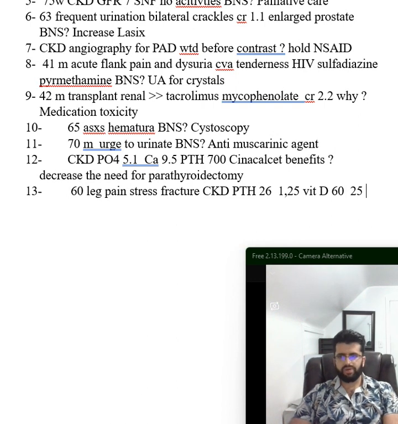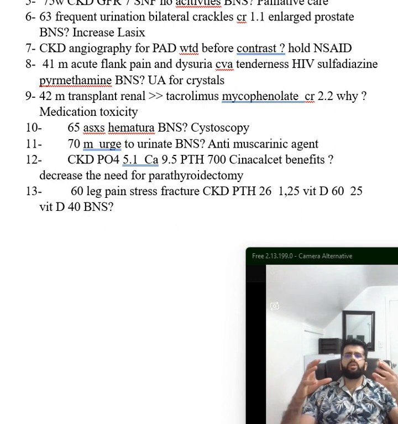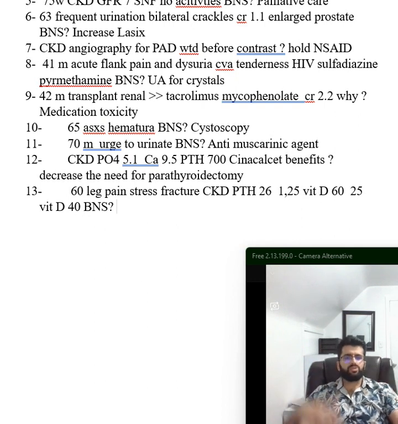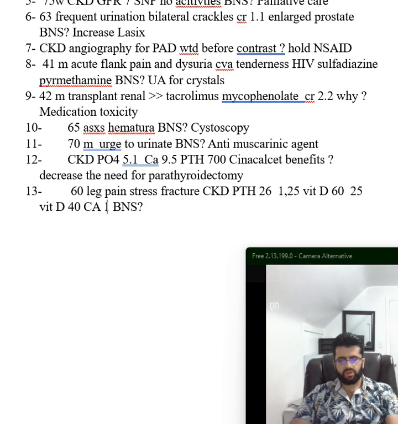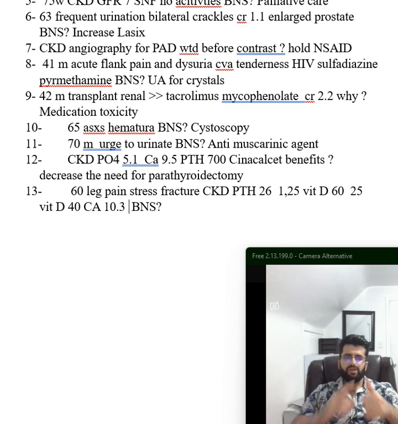And then another vitamin D level is like 40, kind of in between. So what is that? And they ask, what do you do next? The calcium is like 10.3. So you have enough calcium, and you have enough vitamin D.